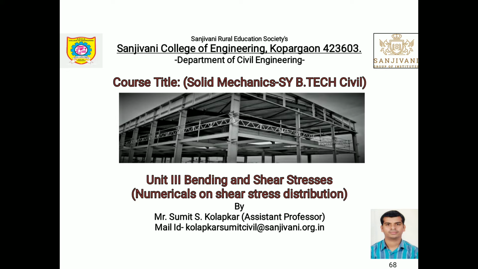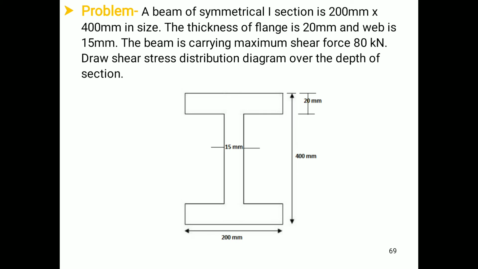In today's lecture we are going to discuss the numericals which are based on shear stress distribution. Now we have a problem statement. A beam of symmetrical I section is 200 mm and 400 mm in size. The thickness of the flange is 20 mm and web is 15 mm. The beam is carrying maximum shear force of 80 kN. Draw shear stress distribution diagram over the depth of the section.